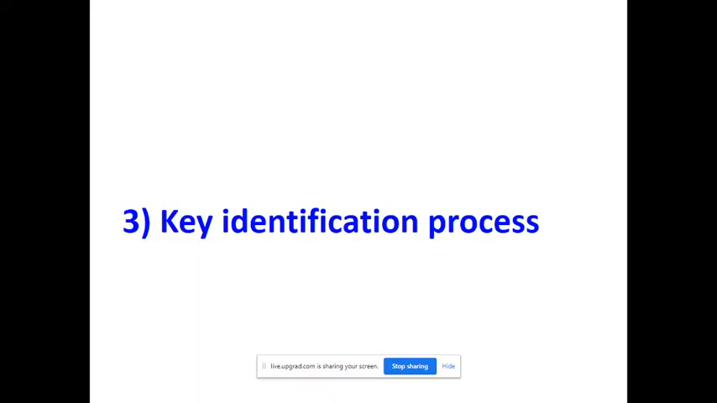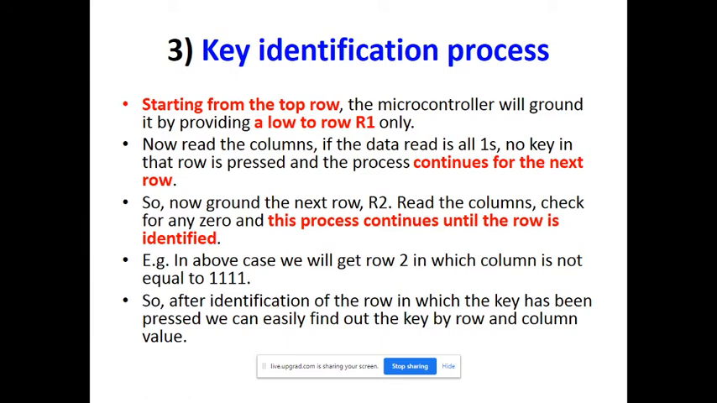Key identification process means we want to check which key it was. We just detected that one of the keys from C2 got pressed. Okay, now in C2 there are 4 keys. Yes or no? It is a 4 by 4 matrix. On C2 there are 4 keys. Now out of the 4 keys, which key got pressed, that we want to find out. And for that we are going for the key identification process.